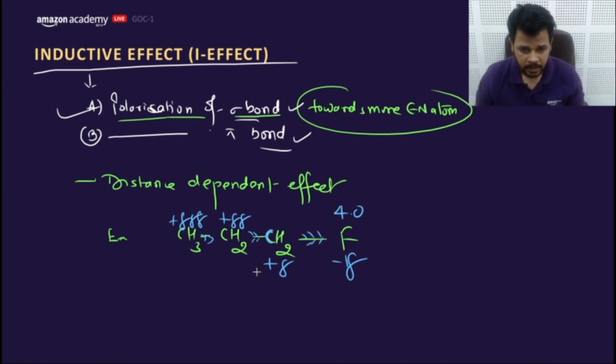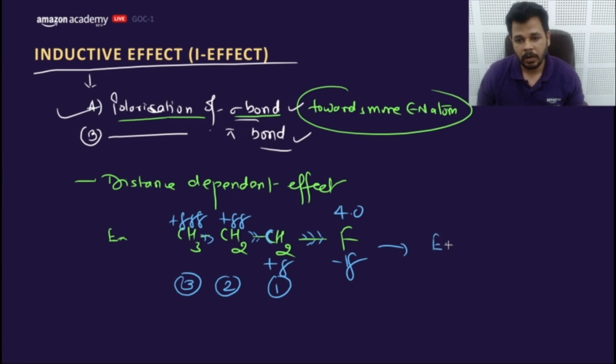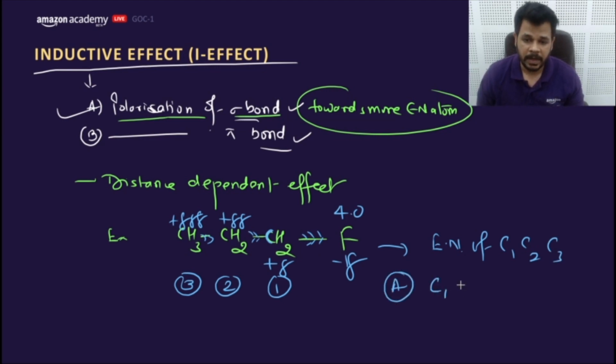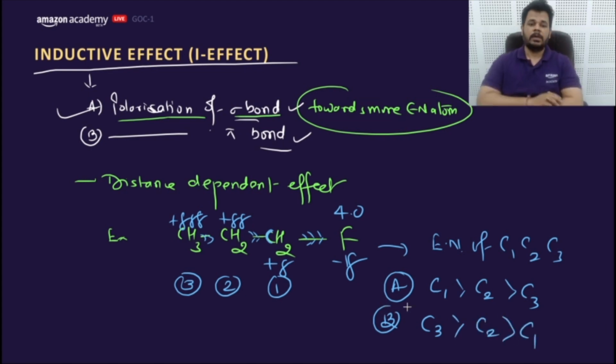Now let me ask some more things. This is carbon 1, carbon 2 and carbon 3. Please tell me the order of electronegativity of carbon 1, carbon 2 and carbon 3. A: C1 has the highest electronegativity, then C2 and then C3. Or the second one: C3 would be the highest electronegative carbon, then C2 and then C1. What would be your answer?